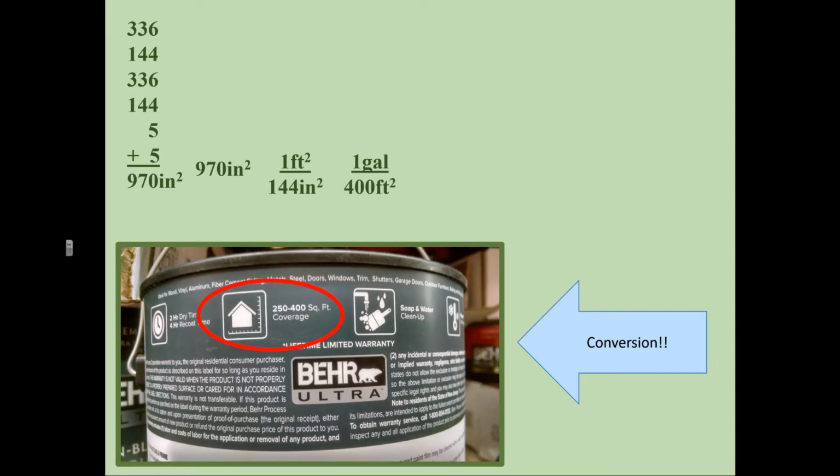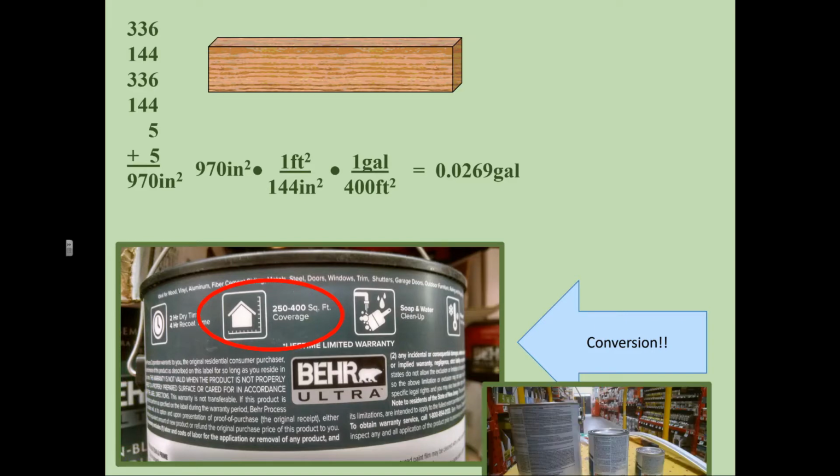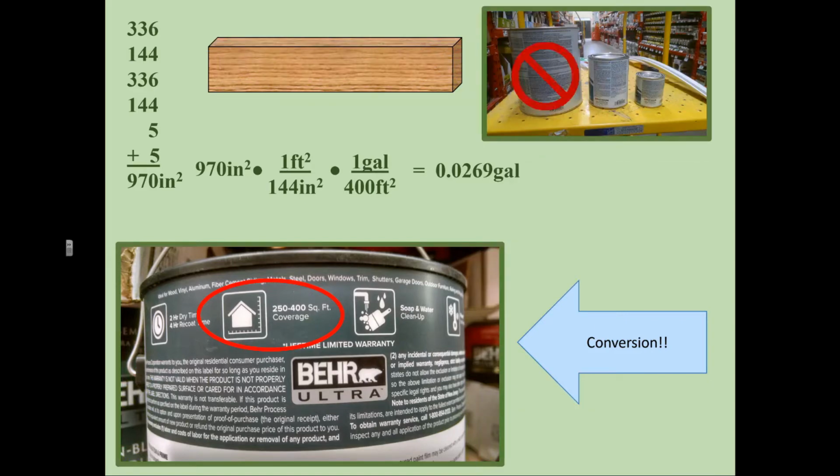Then we need to go from feet squared to gallon. Multiply those together and we get 0.0269 gallons. Notice each time we are multiplying those. So to get a 2x4 covered, we would not be wanting a full gallon. To get a full gallon would be a very, very big waste.